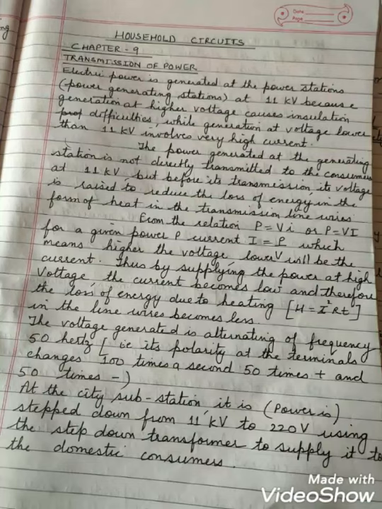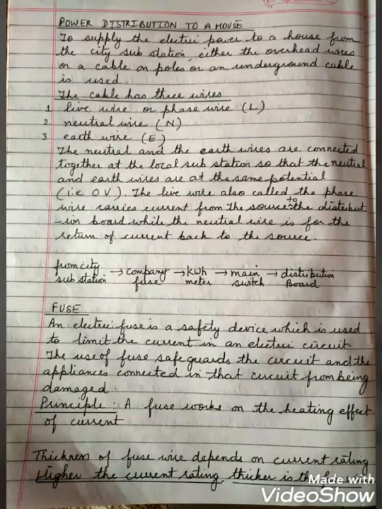The voltage generated is alternating of frequency 50 Hz, and at the city substation, the power is stepped down from 11 kilovolt to 220 volt using the step down transformer to supply to the domestic consumers. To supply the electric power to a house from the city substation, either the overhead wires or a cable on poles or an underground cable is used.